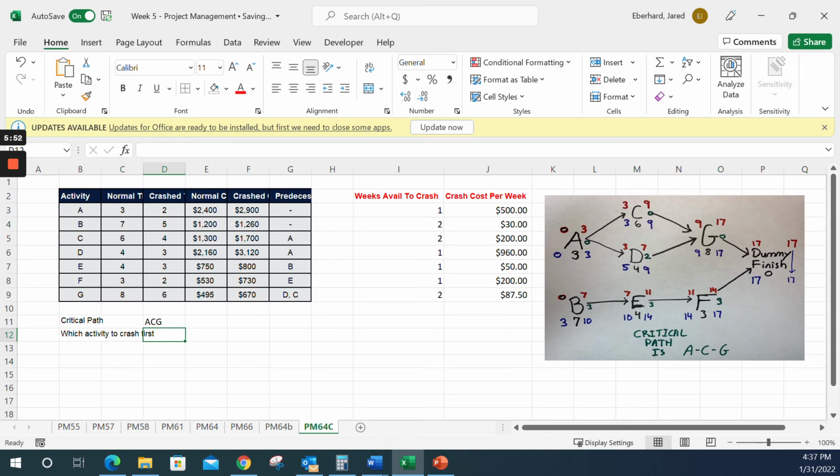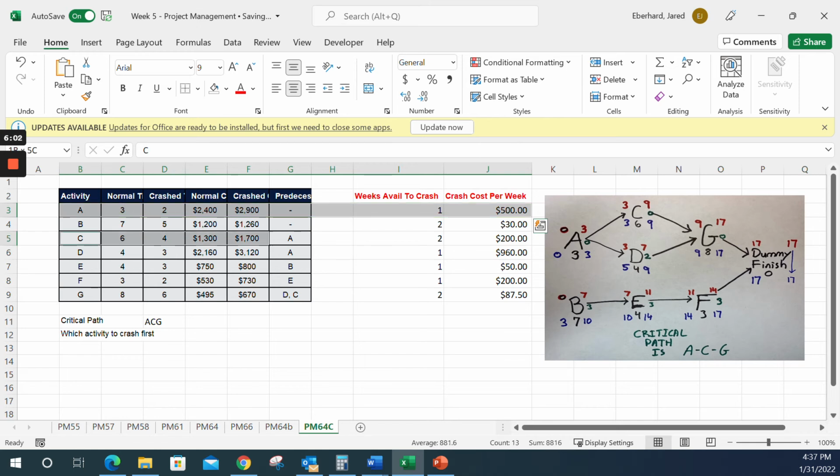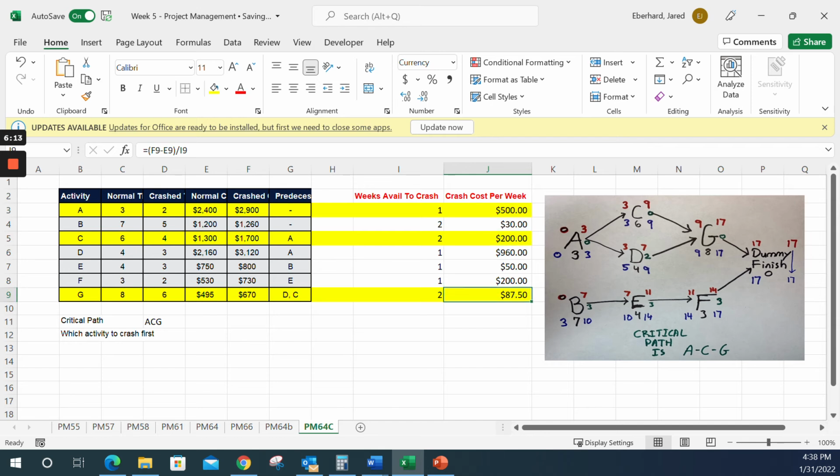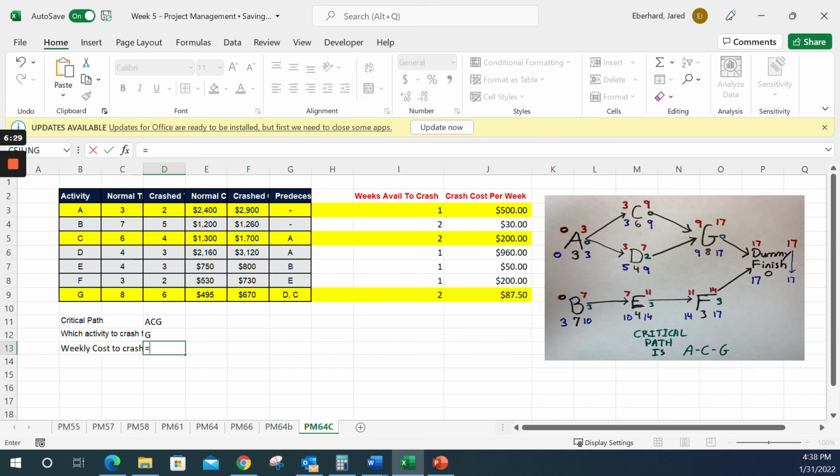Following the two rules of thumb, I'm going to crash the lowest cost item on my critical path. If I come up here, I can see that my critical path is A, C, and G. So I'm going to highlight those just for fun. On A, C, and G, my costs are $500 a week, $200 a week, or $87.50 a week. $87.50 is my lowest cost, so I'm going to crash activity G first. It asks me what my weekly cost to crash that activity is, and of course, it's just $87.50.